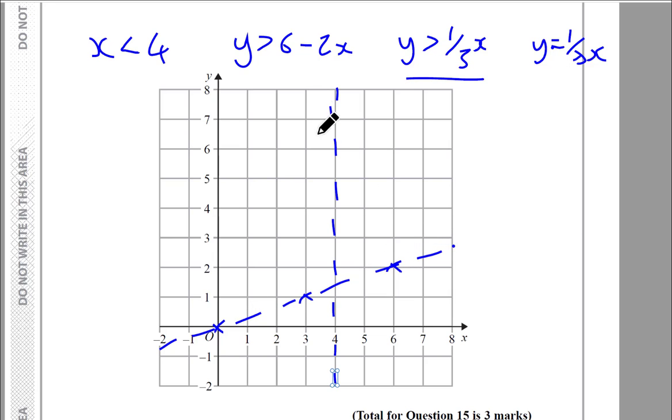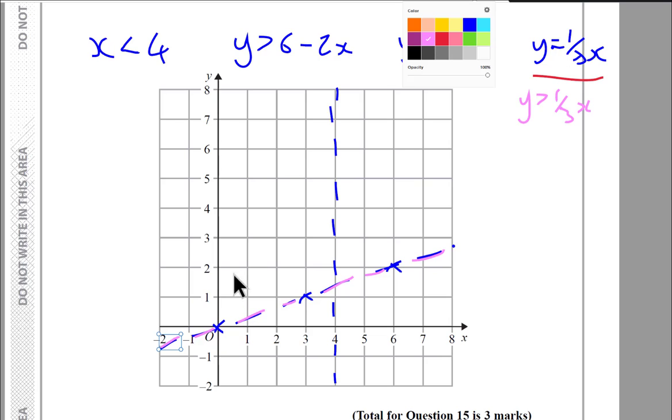Right. Now let's do 6 minus 2x. So let's choose when x equals 0. Maybe I should do that in different coloured pens. So that's that one. I'm going to go over that in red, so we can see. That's so we're doing y is greater than a third x here. So when y is greater than a third x, got to be up here. But let's talk about that later. Let's choose another coloured pen. Keep that as red, and let's choose pink for this one.